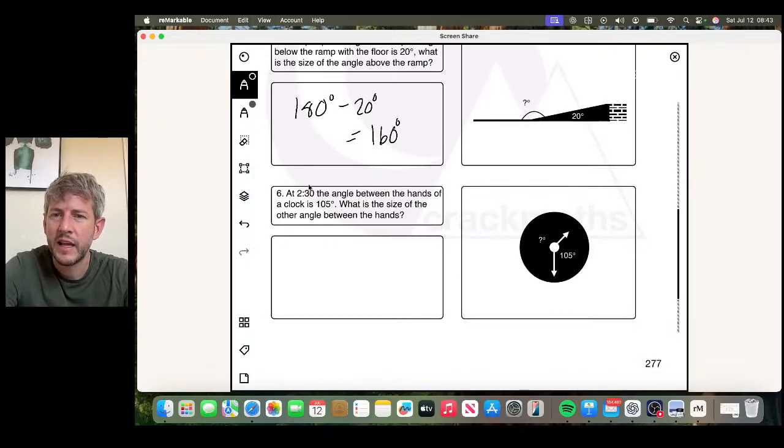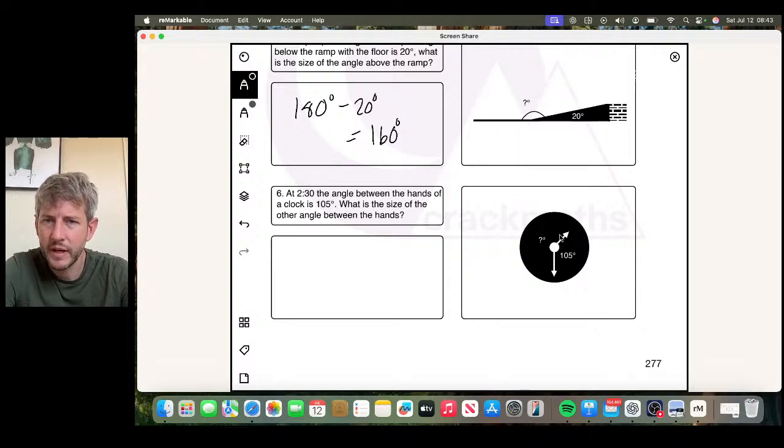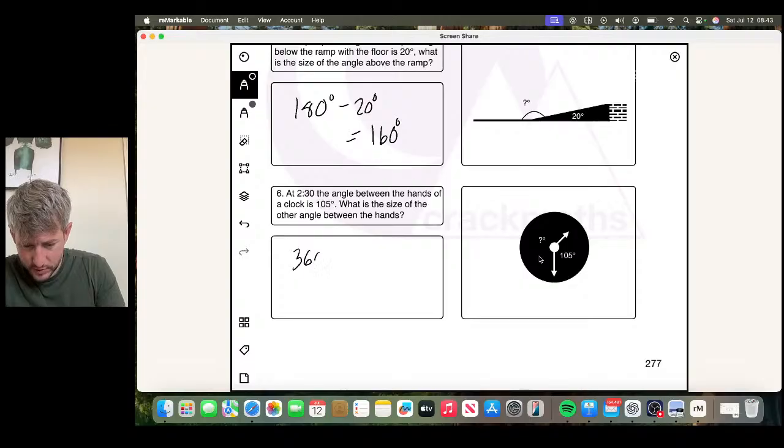Question 6. At 2:30, the angle between the hands of a clock is 105 degrees. What is the size of the other angle between the hands? Okay, so that's going to be 360 take away 105. And then that will be 255 degrees.